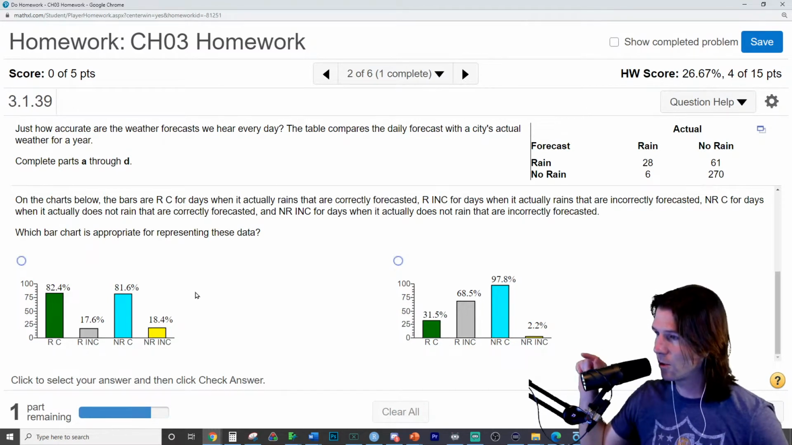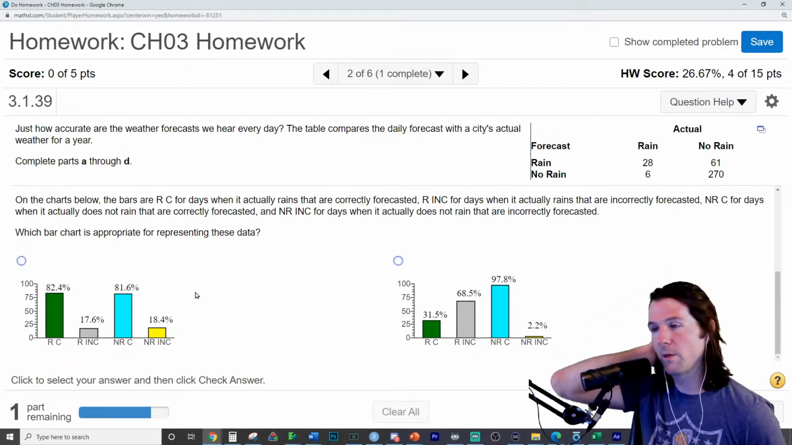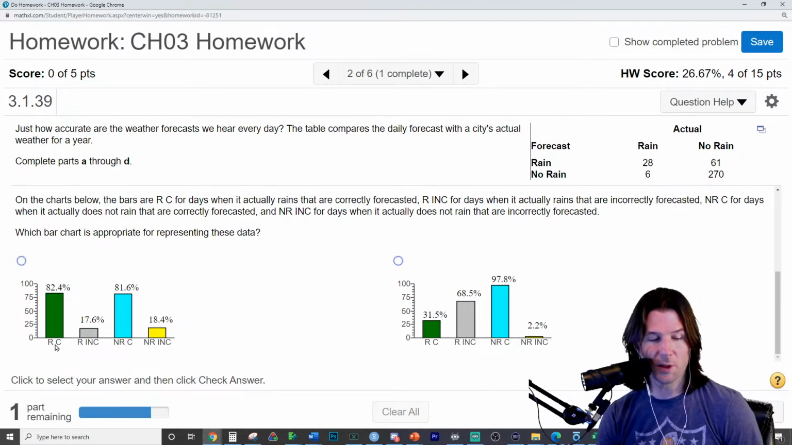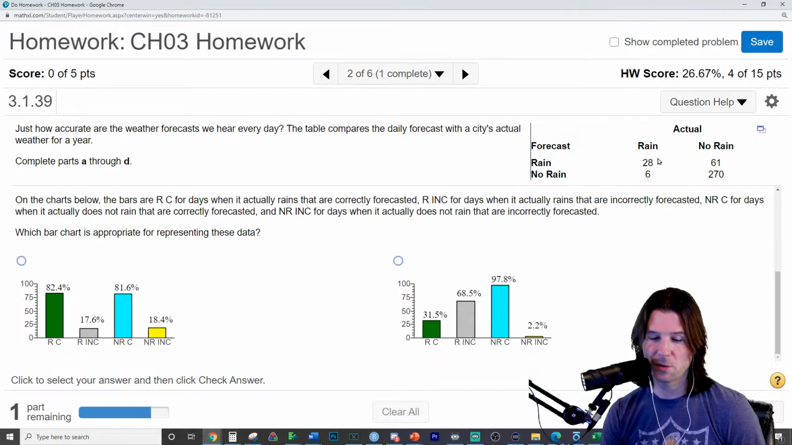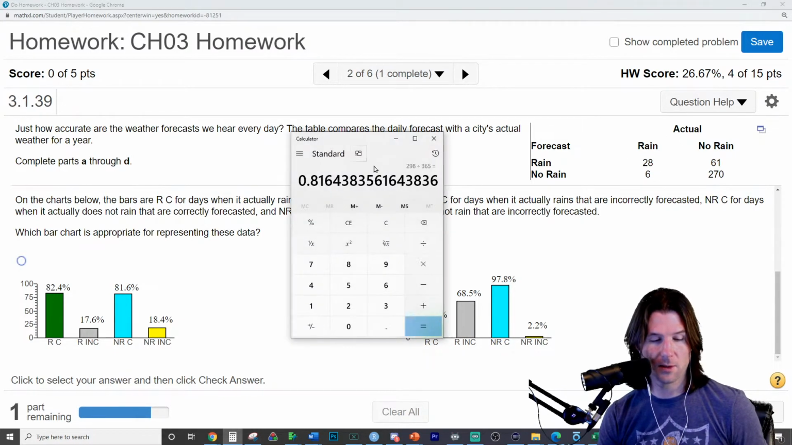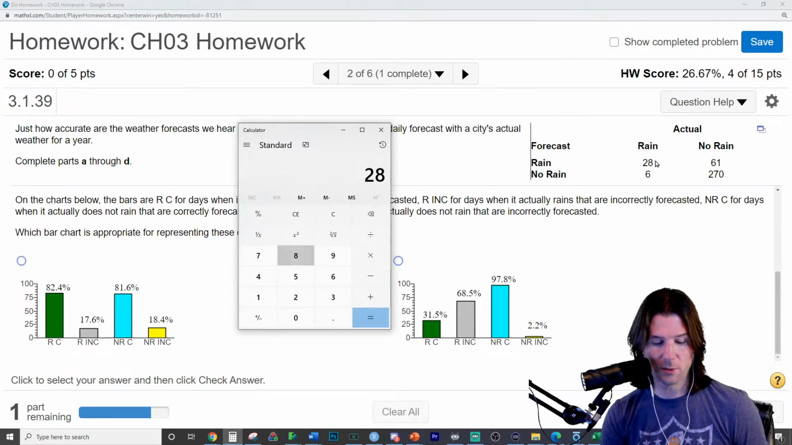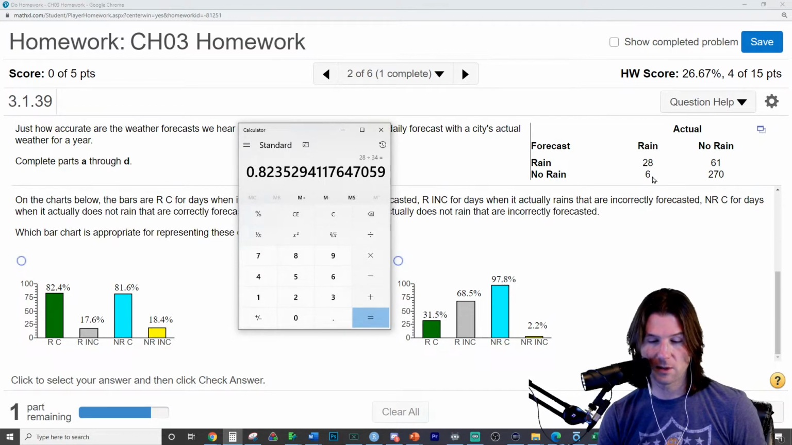This graphic down here is the hardest to read. So what you want to read right here is: it rained and the forecast was correct; it rained and the forecast was incorrect. So let's go here to where it actually rained. There are 34 days where it actually rained and 28 it was correct. So 28 out of 34. Here's the 28 days and 34 total, and that's this number right here.